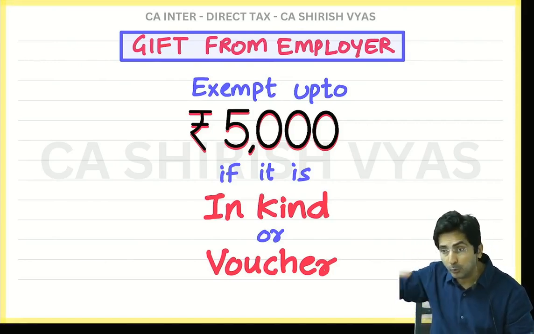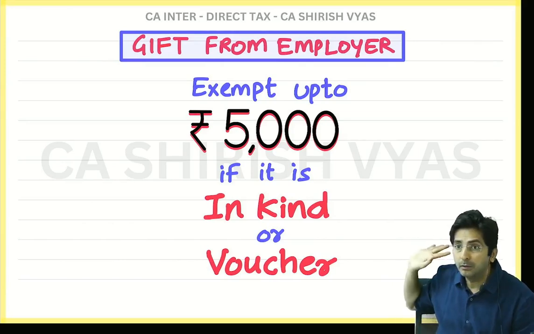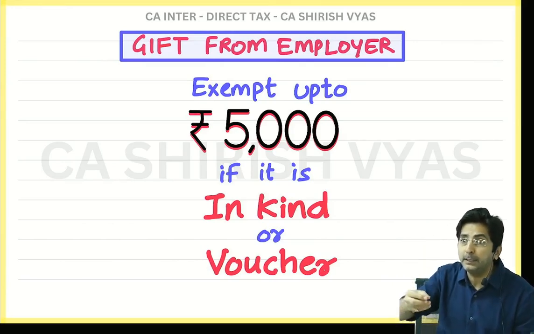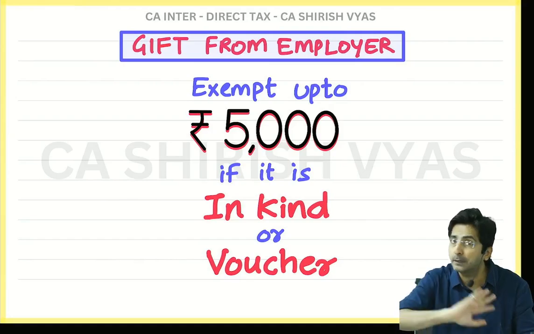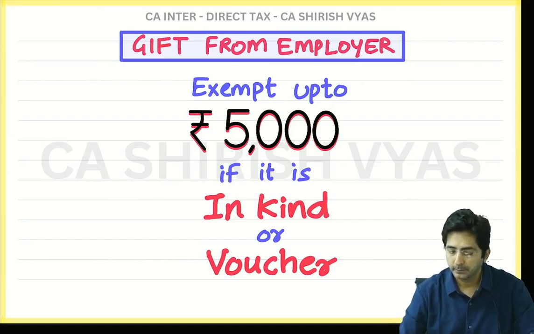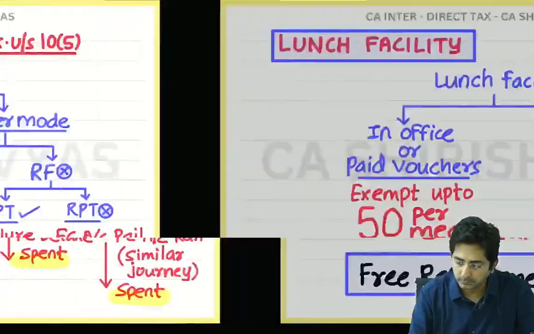The 5,000 rule applies only if it is in kind or voucher. Money, even if I give you 100 rupees, is taxable. And money can be GPay, Paytm, cash, cheque. Monetary gifts are fully taxable. So this was gift.